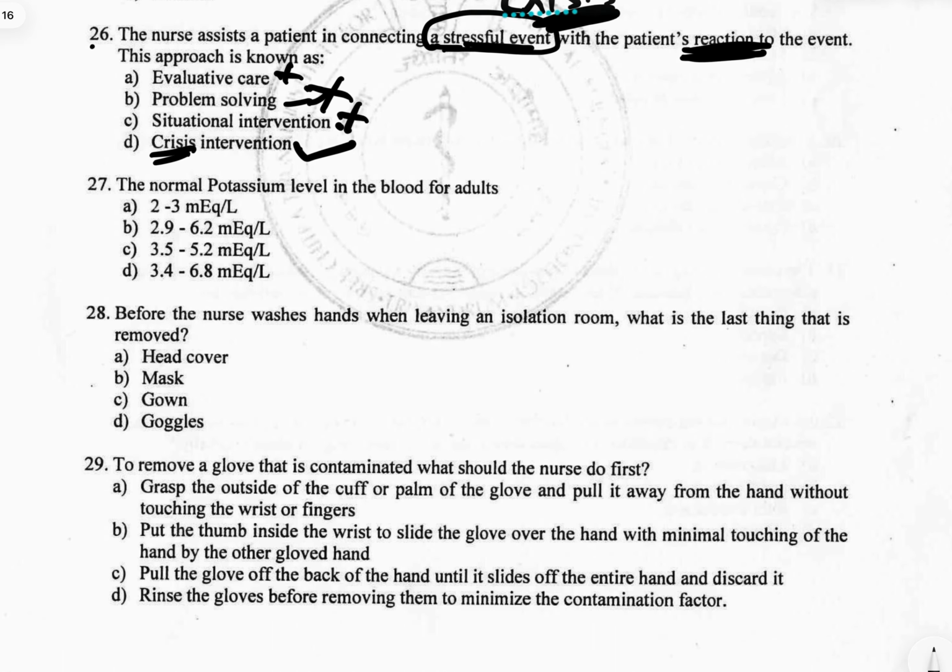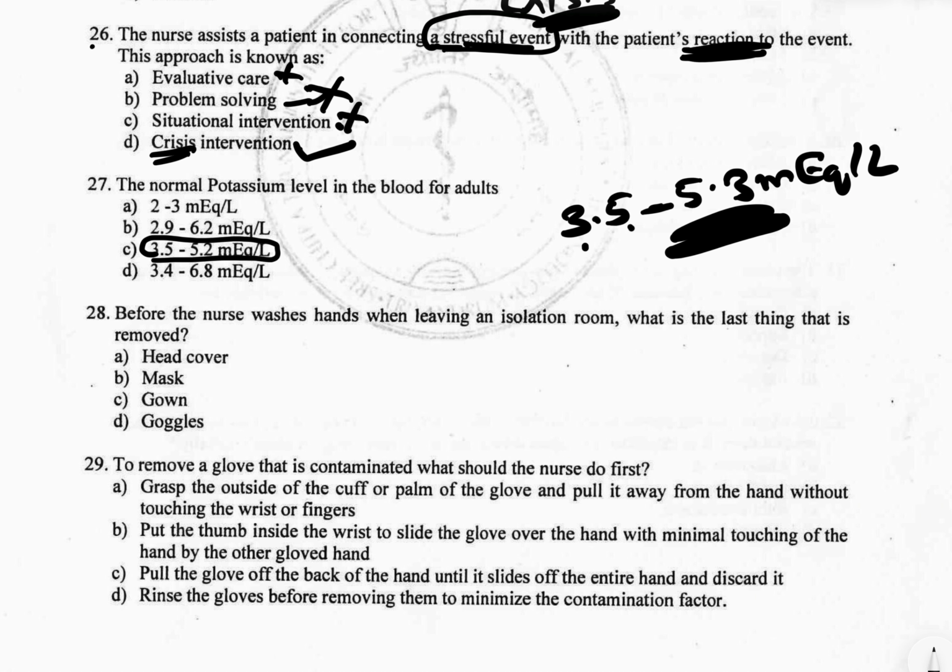Next question is the normal potassium level in the blood of adult. So we have to memorize all the normal levels. In this question, the answer is option C, 3.5 to 5.2. So how I always memorize this level is 3.5 to 5.3, just like opposites, 3.5, 5.3 mEq per liter. So this is how I memorized this. You can use the same technique, or you can just read 3.5 to 5.2 milliequivalent. That is a normal potassium level.